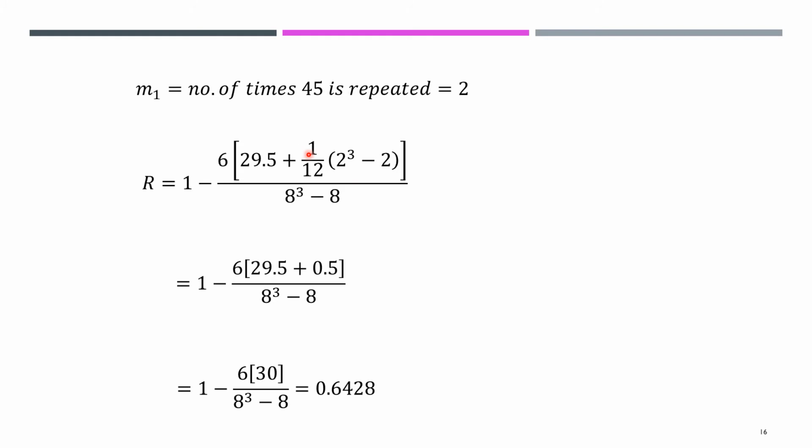We have M1 only because we have only one number repeated twice. Suppose you have 2 or more numbers repeated, accordingly you have to include M2, M3 and then add 1 by 12 (M2 cube minus M2) plus etc. Depending upon how many numbers are repeated, that many terms you have to extend here. So capital R, when we simplify this, we get 0.6428. Again, a positive correlation, and this value lies between minus 1 and plus 1.